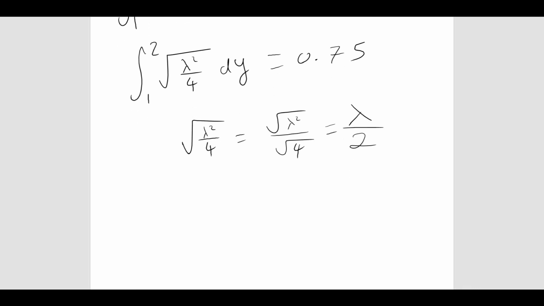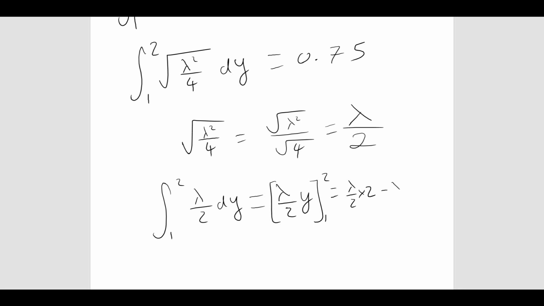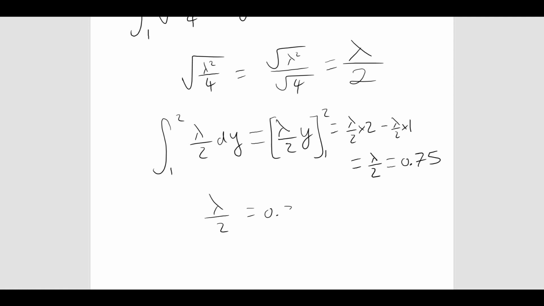So we really have the integral from 1 to 2 of lambda over 2 dy, which is just going to be lambda over 2 y, because I'm just integrating a constant from 1 to 2, which is lambda over 2 times 2, take away lambda over 2 times 1, which is just 1 lot of lambda over 2. And that is 0.75. So we get lambda over 2 is 0.75. So to get lambda on its own, I bring 2 up to the right hand side. I multiply both sides by 2. Lambda is 2 times 0.75, which is just 1.5. If you have 0.75 is 3/4, you double it, you get 3 over 2, which is 1.5.